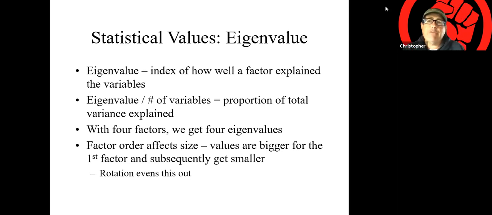So if we have 4 factors, we're going to get 1 eigenvalue for each one. Much like with hierarchical multiple regression, factor order is going to affect the size of our eigenvalues. It's going to be bigger for the first, and subsequently it'll get smaller and smaller and smaller. Once we have a factor solution and we can rotate it, that'll even that out a little bit, but we'll still see that the first one is always going to be the biggest.